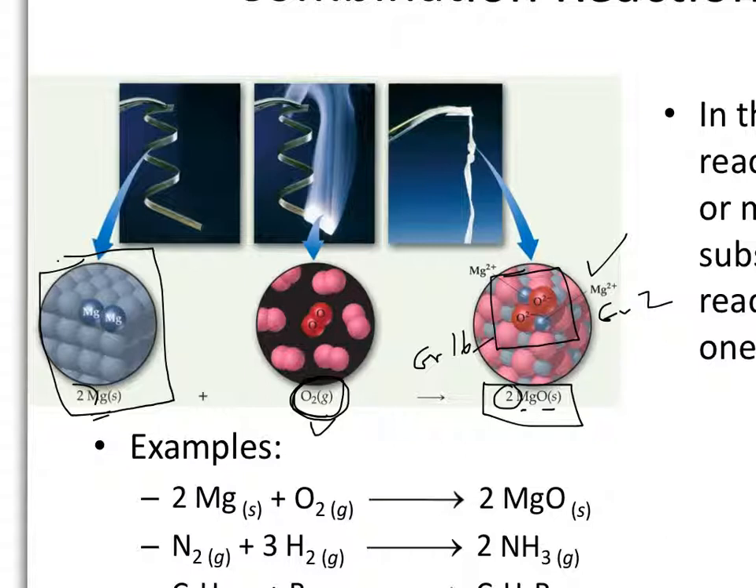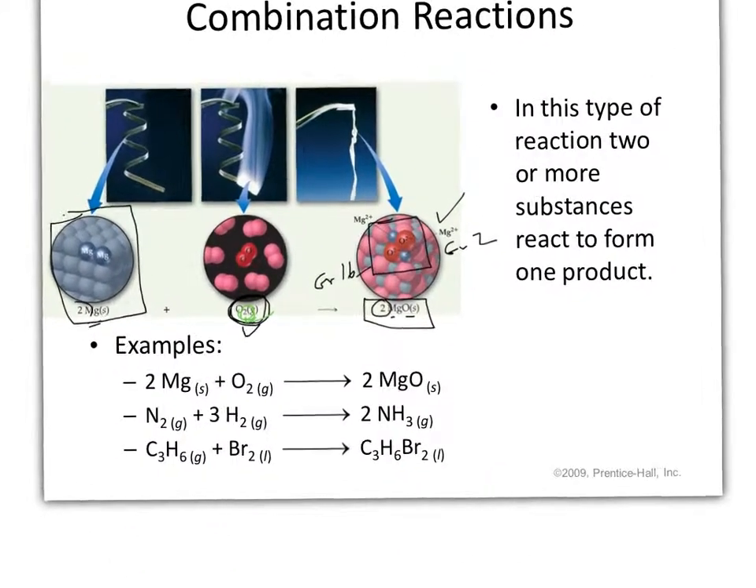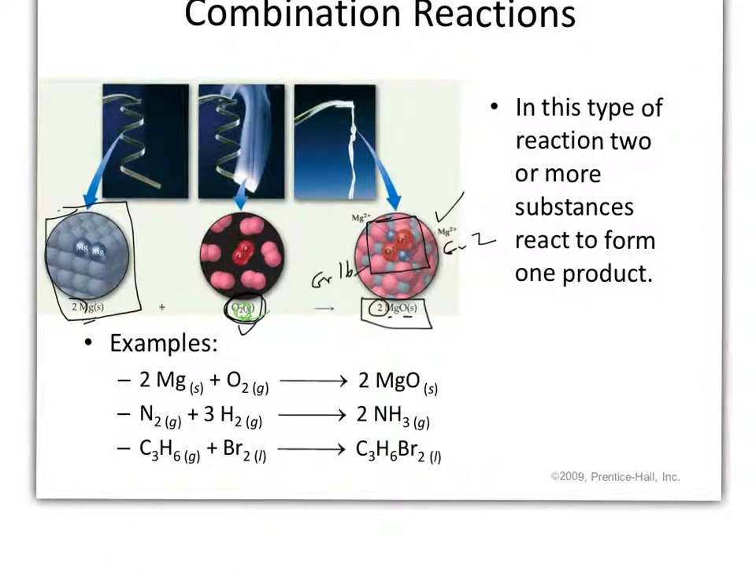And the other little thing I want to point out is where is this little 2 coming from right here? It's because oxygen is one of your diatomics. Okay, so just make sure that you understand that. Some other examples of combination reactions. This one right here is a very, very, very important one. The second one, and you are going to have to know this if you don't already know this. This is called the Haber-Bosch process.